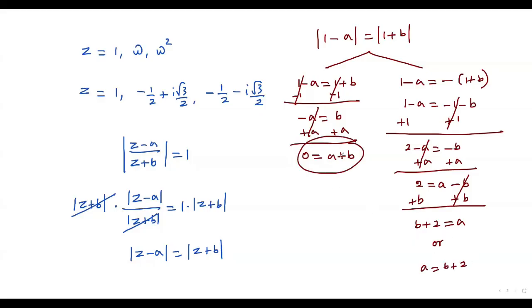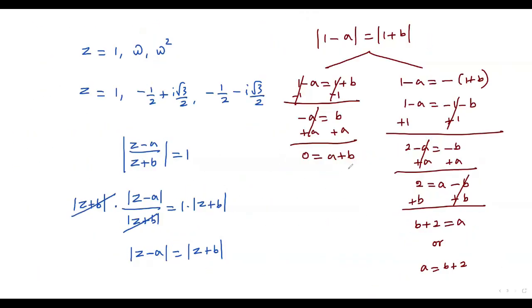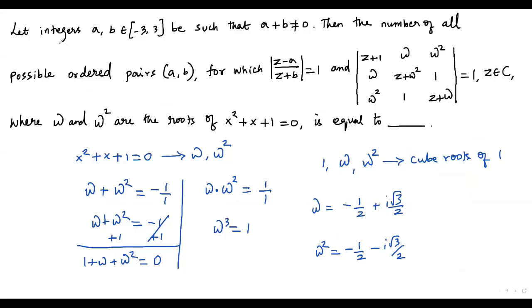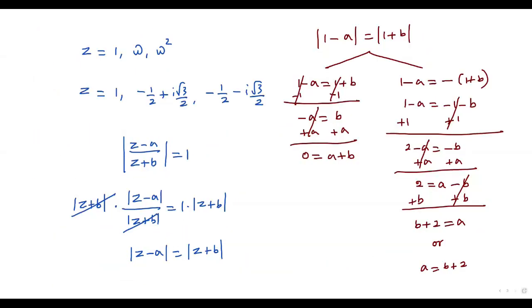I cannot accept this result because here the value of a positive b is 0. According to the instruction, a positive b cannot be 0. So we can reject the first result because it does not satisfy the condition we have in the question. Let's consider this one, a equals b positive 2. So in this equation, we have to solve for a and b with the condition that both a and b must be integers and they must be in the closed interval negative 3 comma positive 3. Okay, let me do this one on the next page.